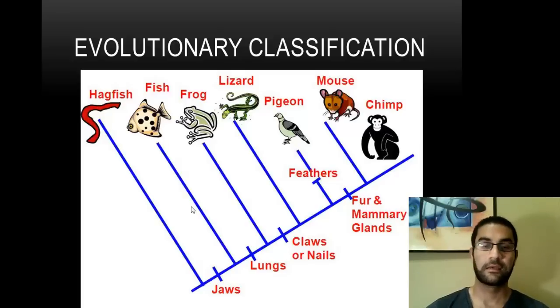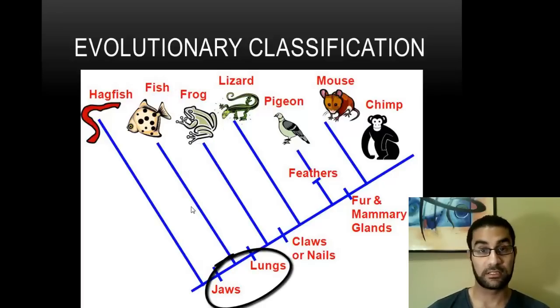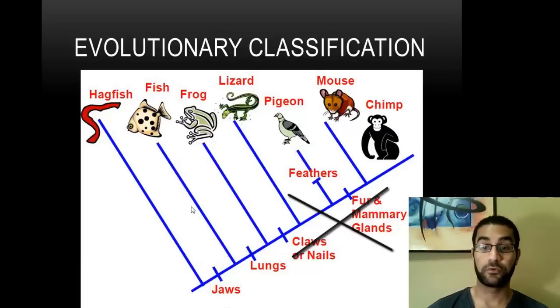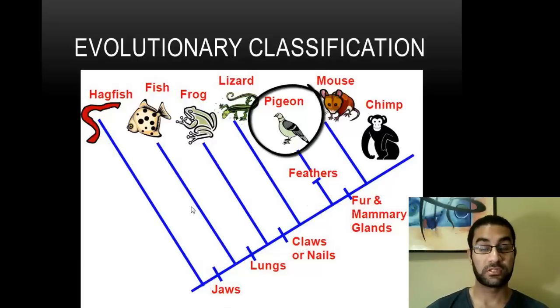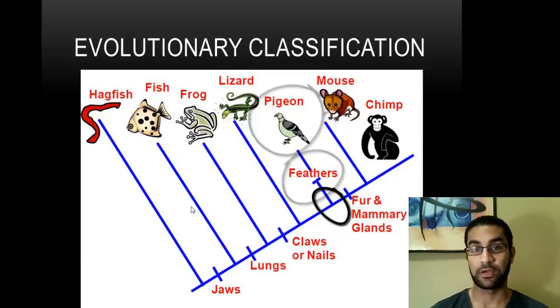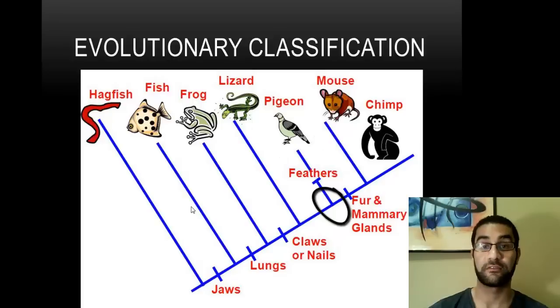So in this case, we'll use the frog as one more example. The frog does have jaws and lungs, but based on this cladogram, it does not have claws or nails, does not have fur or mammary glands, does not have feathers, because it came before those traits developed. The pigeon in this cladogram is the only one that actually has feathers, because that trait is something that branches off in a specific part of the cladogram. So only things that continue to branch off from there actually would have feathers in that cladogram.